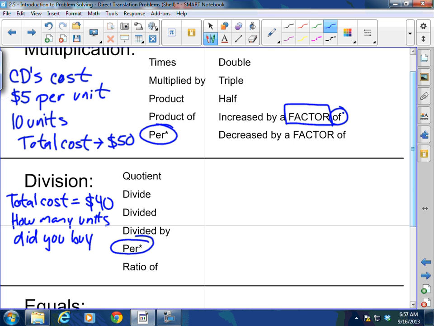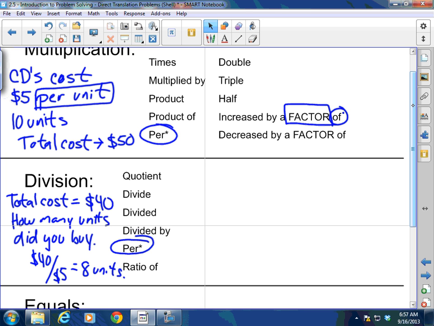Well, in that case, think about it. Per here, for every unit, that's what per means, every unit costs $5. So if I've got $40 total divided by $5 per unit, I'm talking about 8 units, 8 CDs. So per, please be careful, read the question, and see what it's telling you to do.